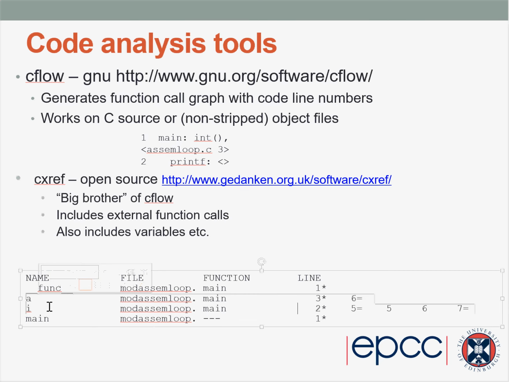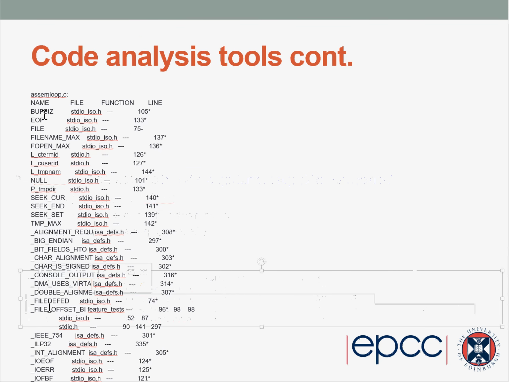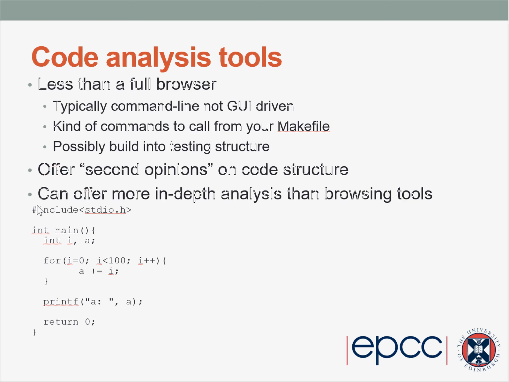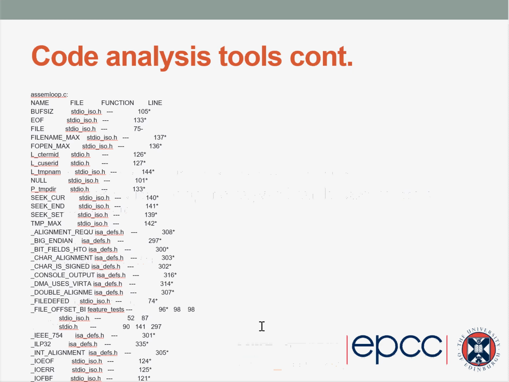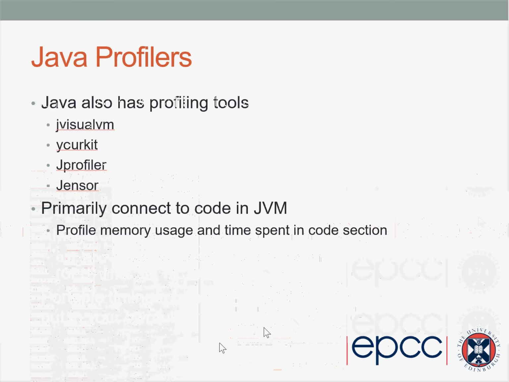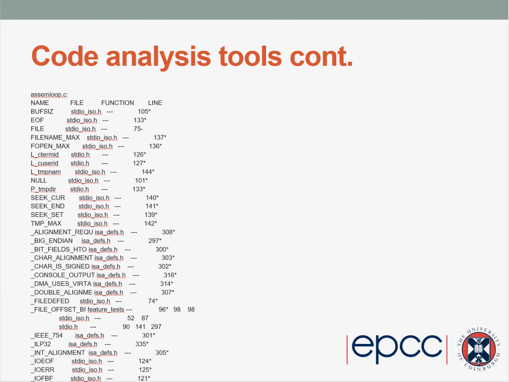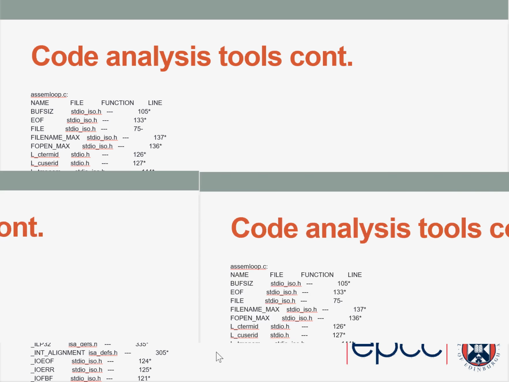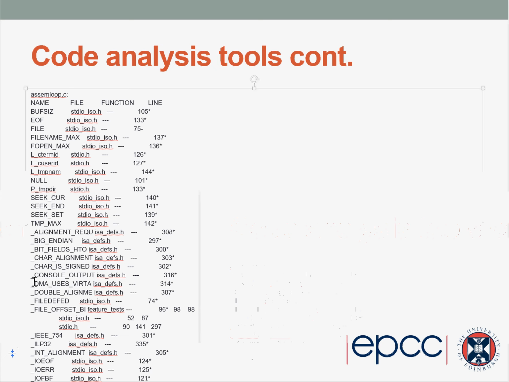But actually CXRef does much more than that, because my original source code here includes a library. It also goes through and tells me all about that library and all the things that are defined in it. You can't see all of it, but that single 10-line program on CXRef will produce very large amounts of output. So you have to be a little bit careful with these tools. They don't always give you exactly the output you want first time.